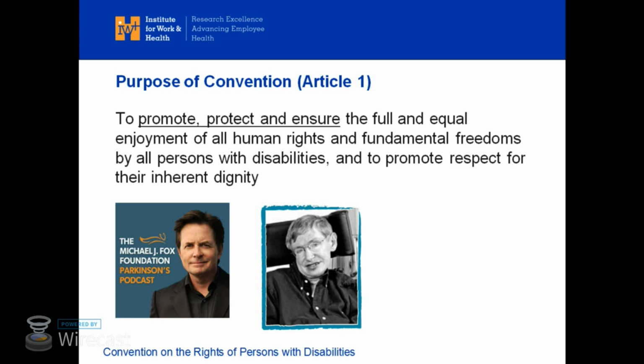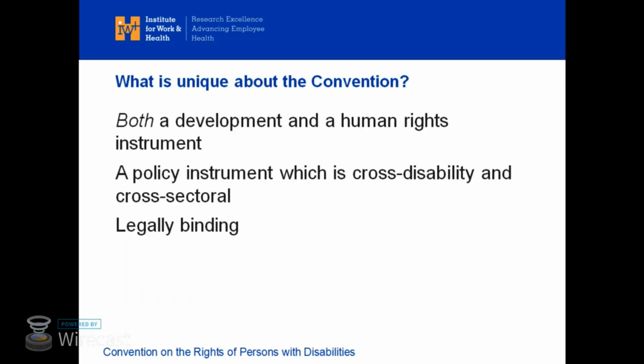So when you see these people, you probably recognize these faces. You don't see them as disability. You see them as people who are contributing to society, making great things, but they have significant disabilities. So that's the intention, that one day every person in the world with a disability will be seen like Michael J. Fox or Stephen Hawking.